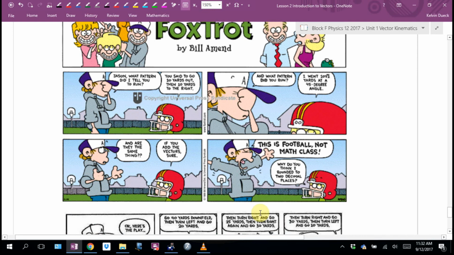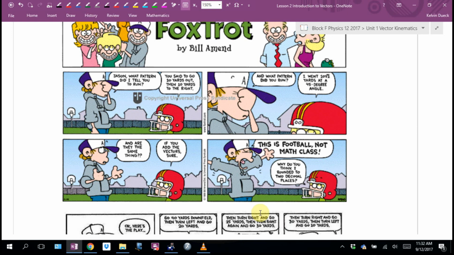I've told you before I like the Foxtrot comic series because Bill Amend has a degree in physics. So this first one, Jason, the young nerdy child, is playing football with his older brother Peter. Peter says, Jason, what pattern did I tell you to run? Jason says, you said to go 10 yards out, then 10 yards to the right. What pattern did you run? I went 10 root 2 yards at a 45-degree angle. And are they the same thing? Well, if you had the vectors, sure. This is football, not math class. That's why you think I rounded to 2 decimal places.